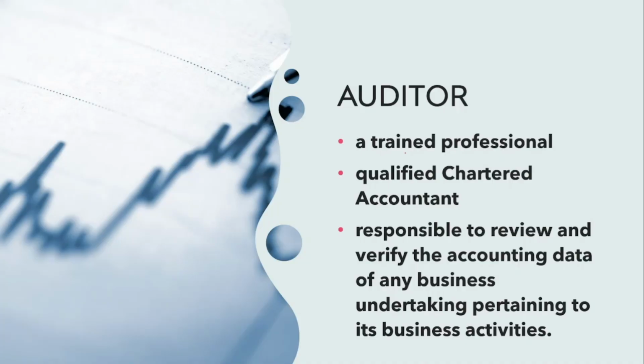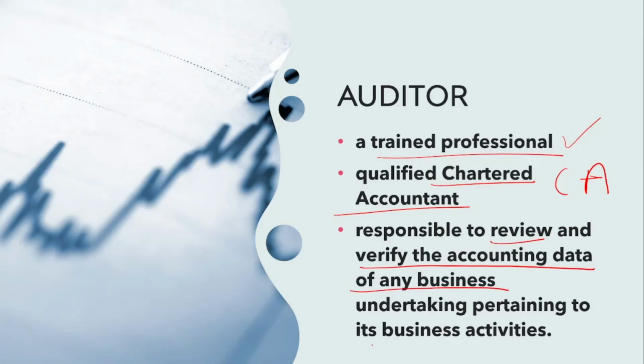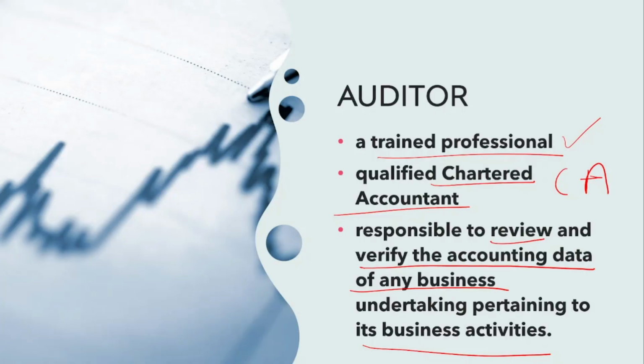Next, as I told you, an auditor is a trained professional. It is a profession and he is a qualified chartered accountant, CA, and he is responsible to review and verify the accounting data of any business which is undertaking certain business activities. Whatever the business activities a business has taken, whether it has maintained the account data true, fair and correctly, that is the responsibility of an auditor. Hope you understood the meaning of auditing, definition of auditing, and who is an auditor.